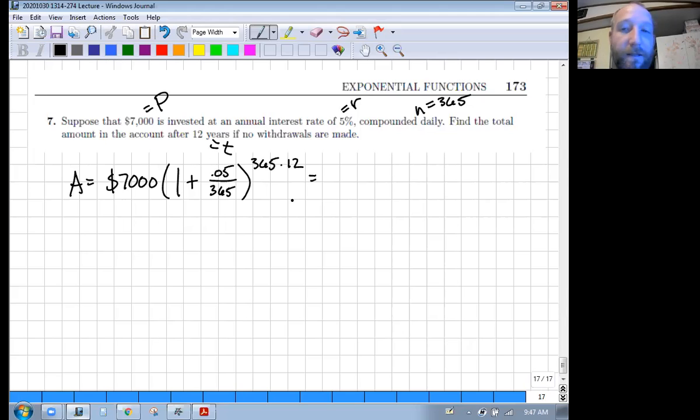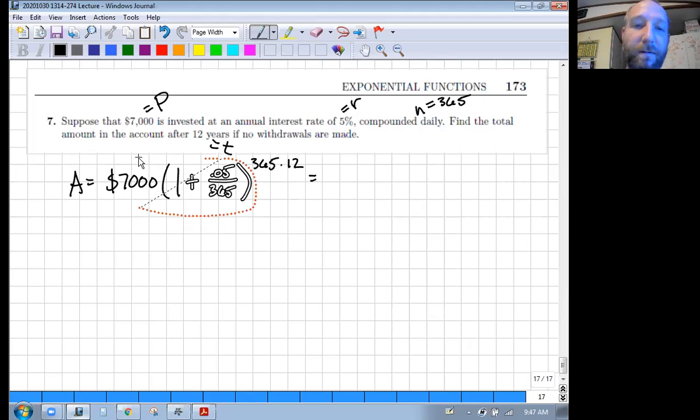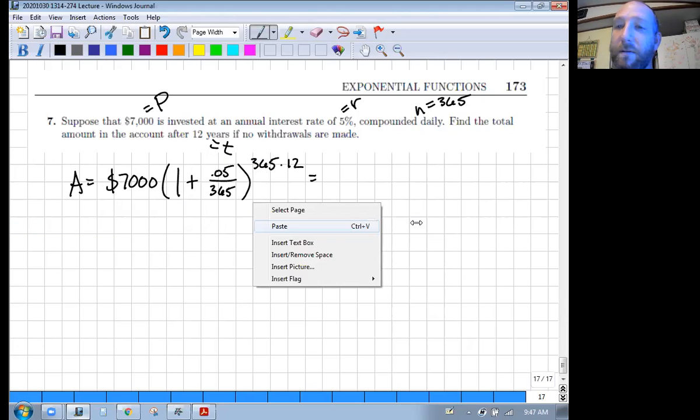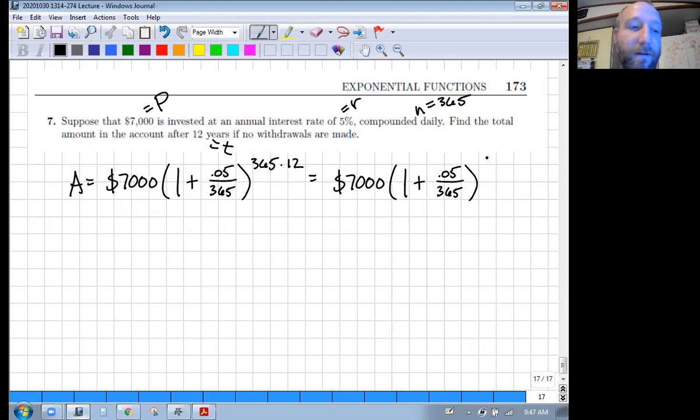All right, let's see. 365 times 12 is 4,380. Once I know that number, I can do the rest of this in one step. So I start off with 0.05 divided by 365. Now I add 1 to that.